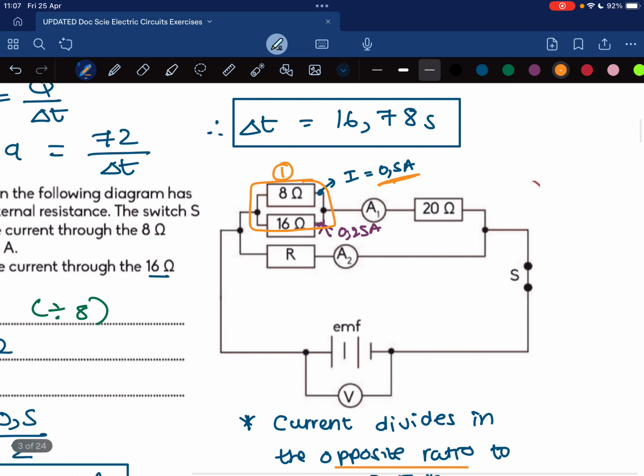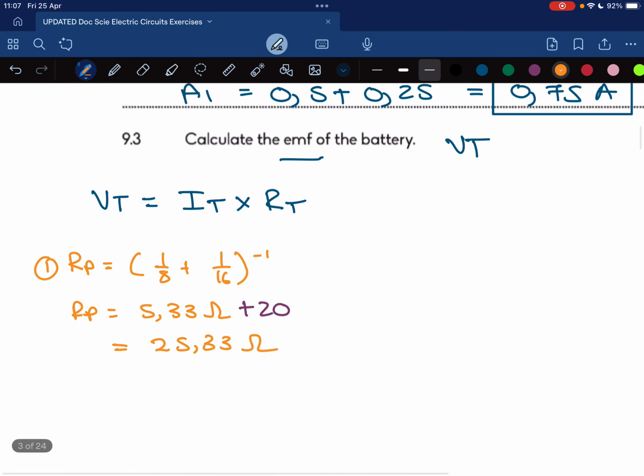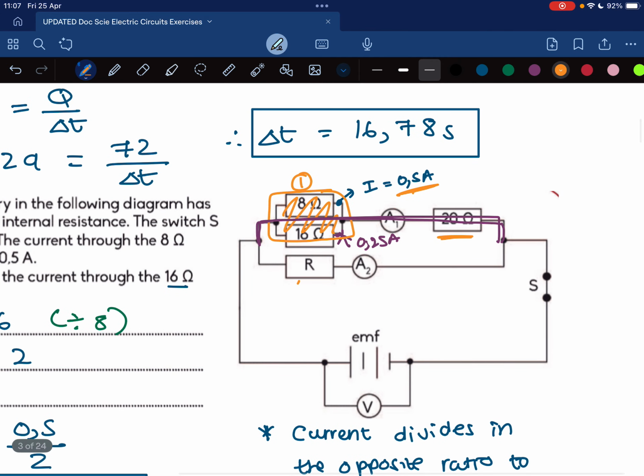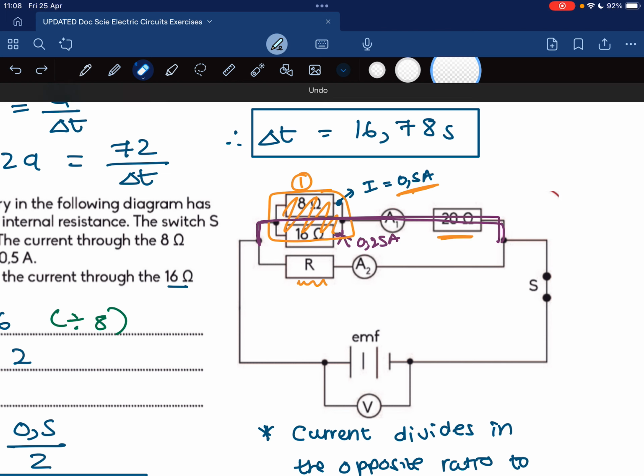Now I can take that amount and add it to the 20 ohms to get the total resistance on this portion here. So I will say plus 20, which would give you 25.33 ohms. Okay, so now clearly I have a problem, because I don't know what this resistance is here. So finding R total isn't going to necessarily work for us here.